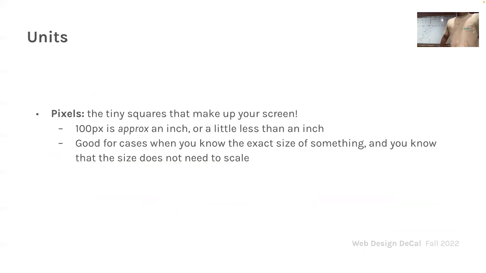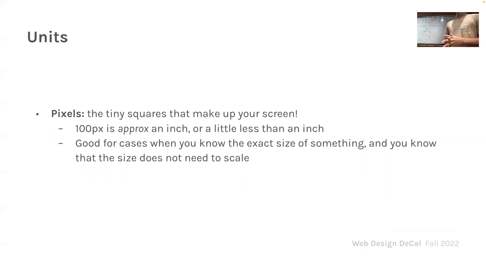Now units. Pixels are basically tiny squares that make up your screen. I'm sure you guys have heard of 4K resolution, that's 4K pixels. So 100 pixels is approximately an inch. It's good for cases when you know the exact size of something, like say we tell you we want this to be 8 pixels, then put 8 pixels.